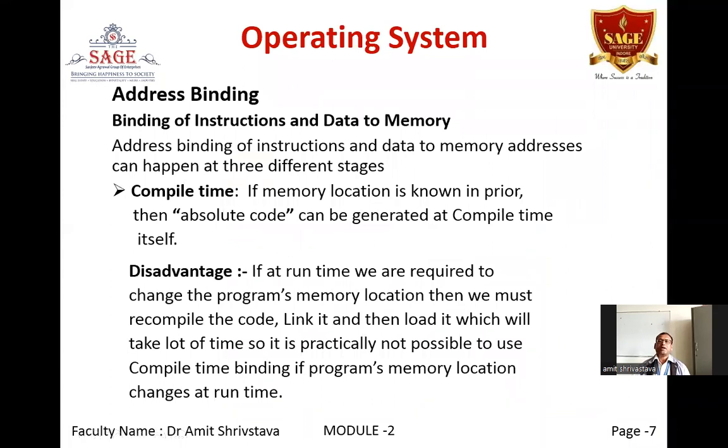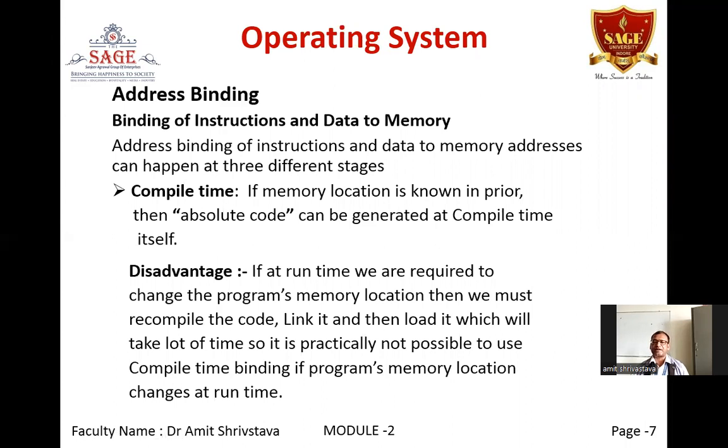Now, one basic concept for memory management is address binding. Address binding of instructions and data to memory addresses can happen at 3 different stages: at compile time, at load time, and at runtime. Now, first of all, what do we mean by address binding? And what are the types of addresses? Basically, there are 2 different types of addresses: logical address and physical address.